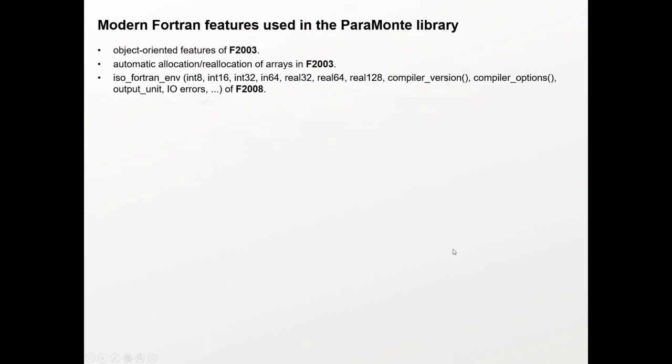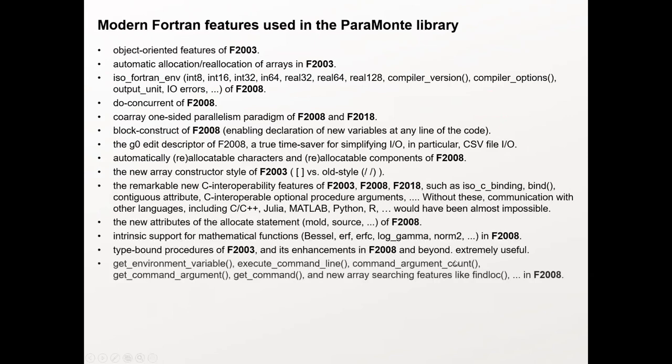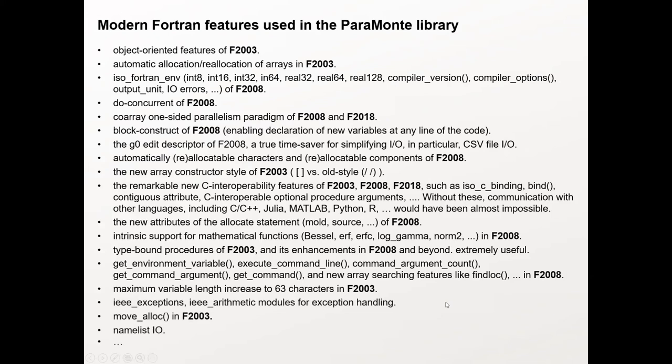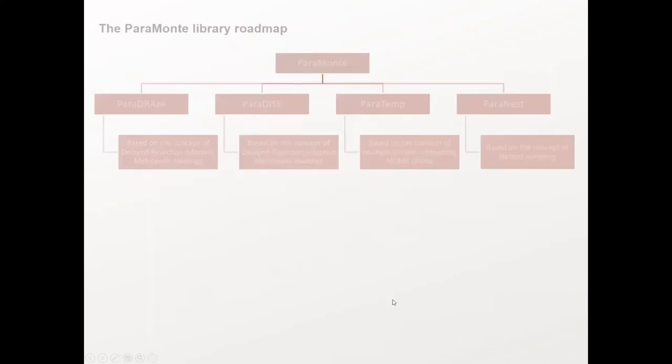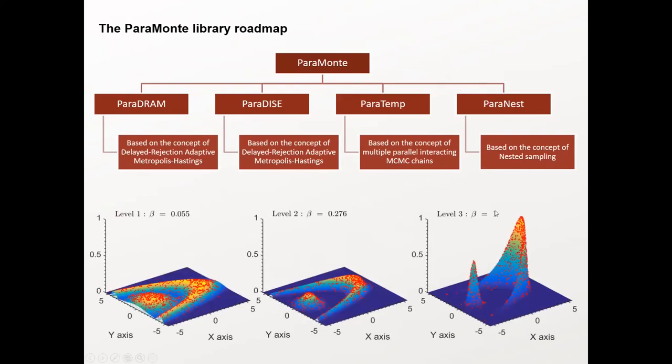Now, here are the list of features that are used in the package, all from modern Fortran 2003, 2008, and 2018. I'm not going to go through details of it. This is the roadmap that we have for the package. Currently, this algorithm is included. The other ones are partially implemented and will be soon released.